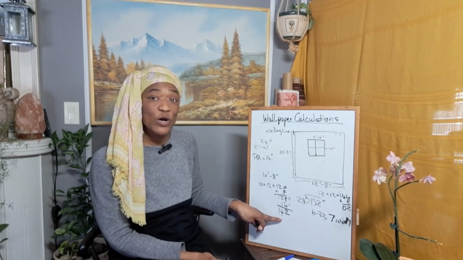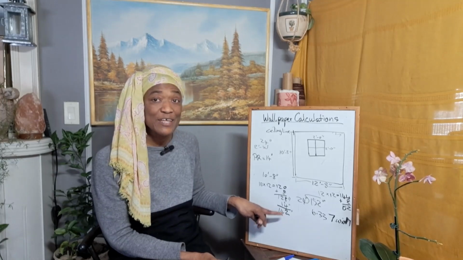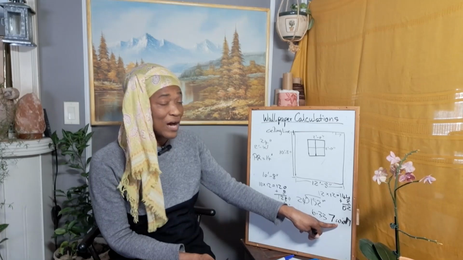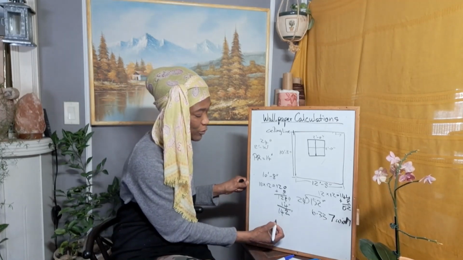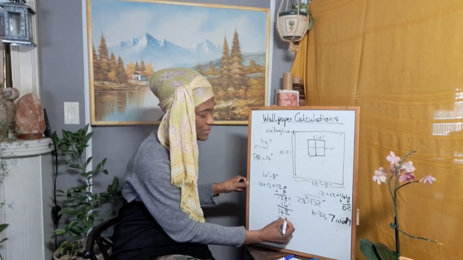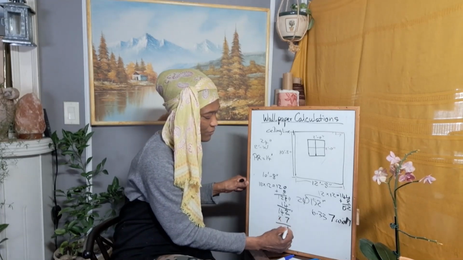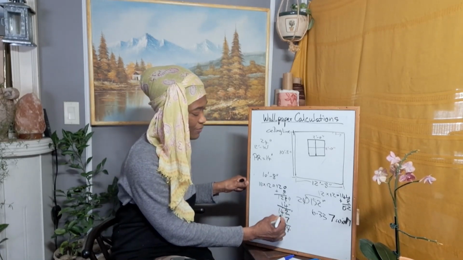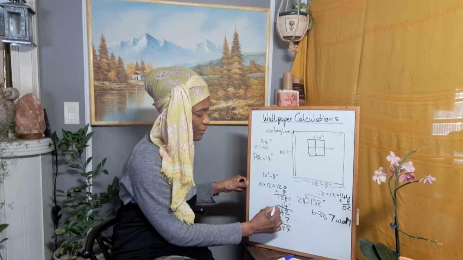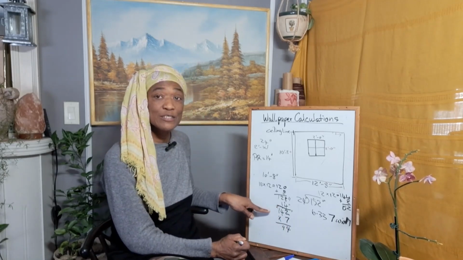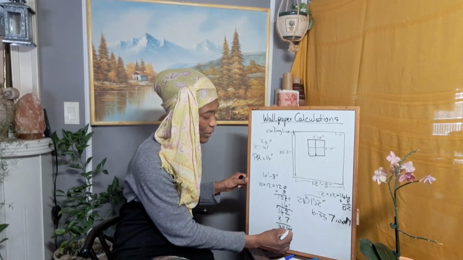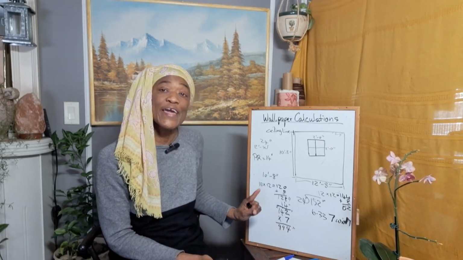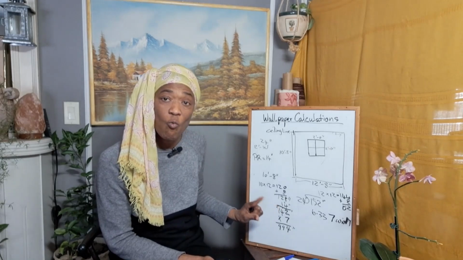Now we will take this 142 inches and we will multiply that by the 7 widths that we have over here. So that's 142 times 7. 2 7s are 14, 4 7s are 28, and the 1 makes 29. 7 1s are 7, and 2 makes 9. So we will need 994 inches of wallpaper.